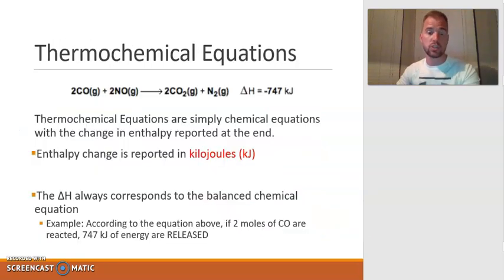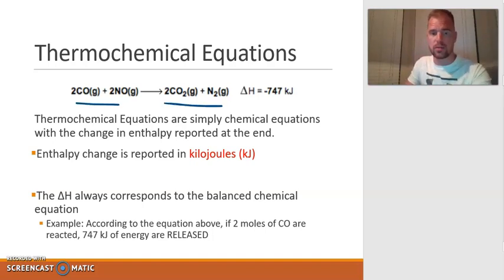Okay, so let's start to look at a thermochemical equation. I briefly introduced this in topic 9. We revisit it now. A chemical equation you're used to. A chemical equation is the reactants and the products all balanced. What makes it thermochemical is the addition of the delta H at the very end. Notice this one, delta H is negative. So what kind of reaction is this?